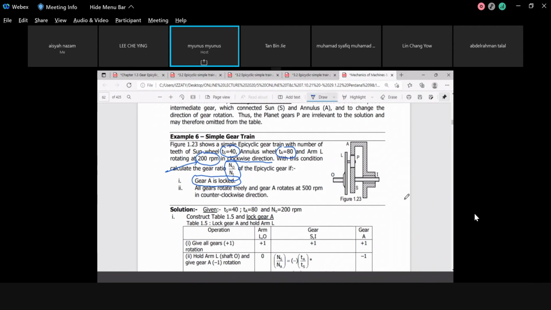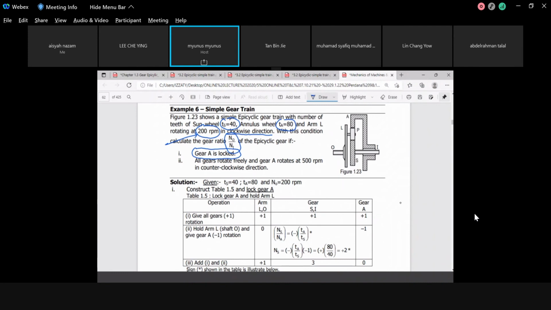Okay, now, lock gear A. First one, you compile everyone: O and L, this one. Then you have S and I. Then A. Remember P is omitted. Why? P is not helping you anything.